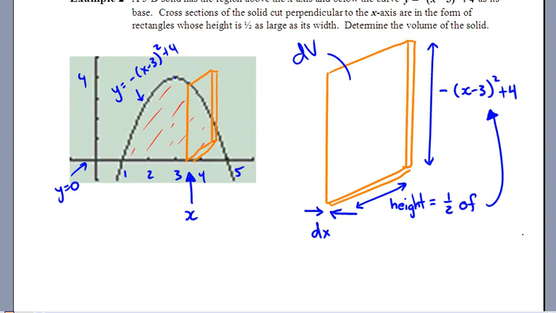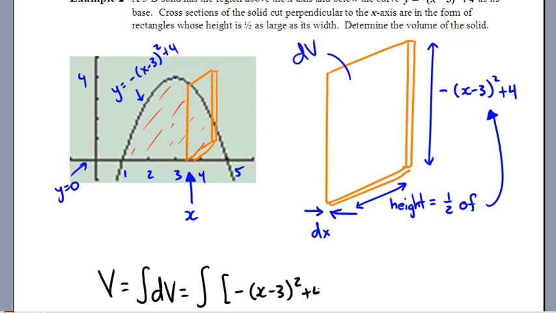Okay, so here goes. We're going to add up all these things here. That volume is going to be the sum of a whole bunch of little dV's, right? That's the plan. We just have to teach the calculus how to find that little volume of cheese. Well, it's just a length times a width times a height. So here goes one of the dimensions. It's just that parabola, negative x minus 3 squared plus 4. There. That's how big it is this way.